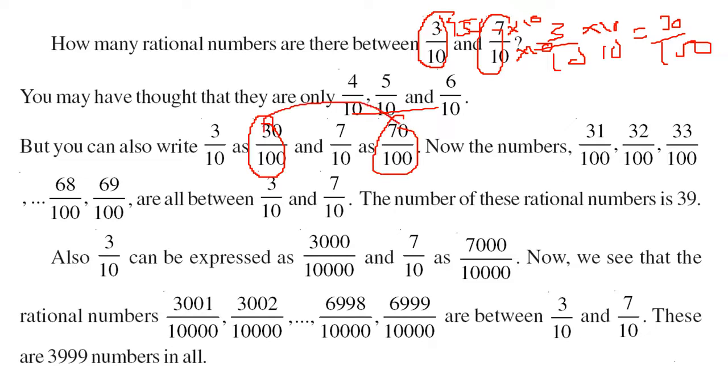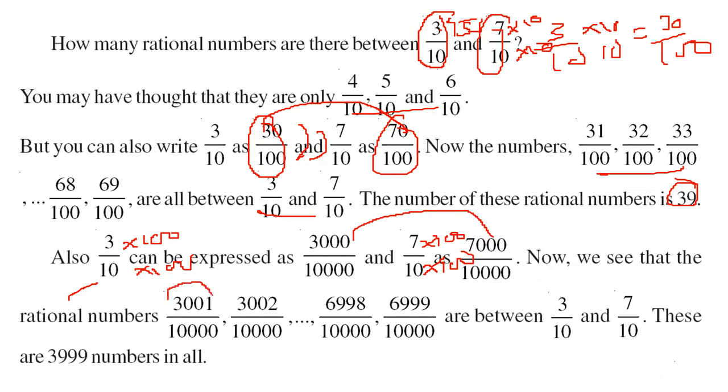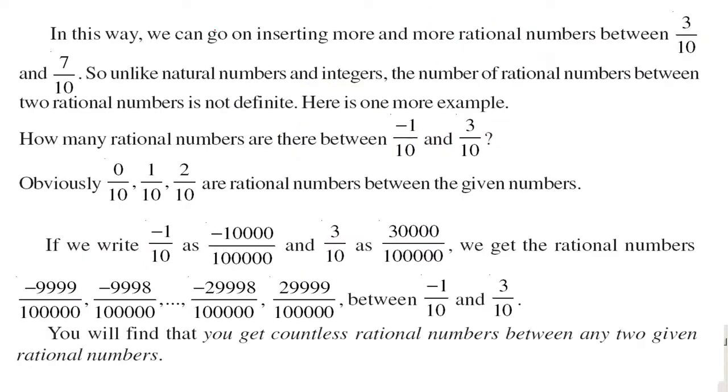Now between 30 by 100 and 70 by 100, you have 31 by 100, 32 by 100. So there are so many numbers in between. If you count, the numbers are a total of 39. Now 3 by 10 can be expressed by multiplying numerator and denominator by 100. Similarly, multiply numerator and denominator by 100 in this case. So we have 3000 and 7000, and all the numbers starting from 3001 till 6999 will lie between these. So there are numerous numbers, and we can go on and on inserting more and more rational numbers between these two.